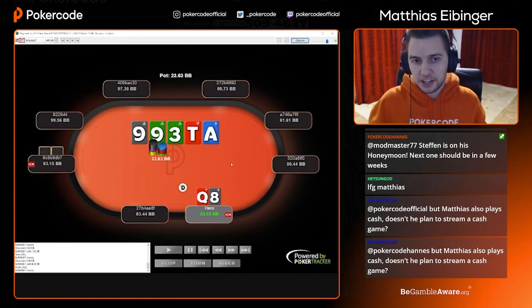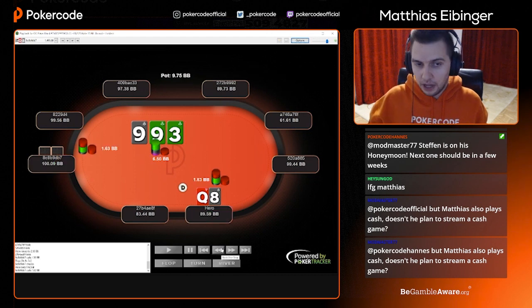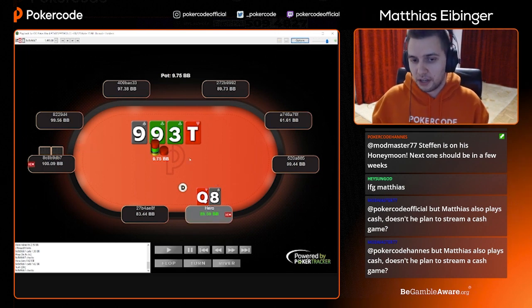Let's think about the situation together of what hands you want to triple barrel here. On the flop, we bet pretty much everything. We bet pocket pairs, we bet the 9, we bet flush draws, we bet everything. So on the turn, what hands do we continue for value?